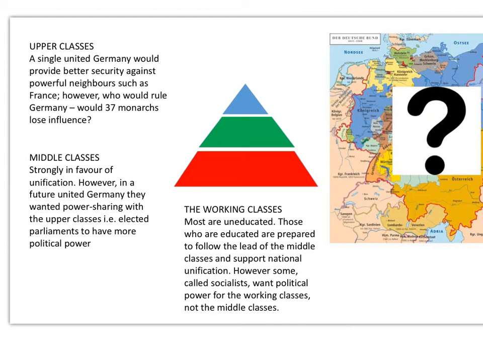That's the pro, that's the advantage. However, the disadvantage, or the question mark, is: who would rule that new Germany? Would one of the 38 monarchs become the new German leader? In which case, what would happen to the 37 other monarchs? Would they simply disappear? Would they lose influence? Clearly those obstacles would need to be ironed out in order to have a united Germany. Let's move on. So that is the upper classes.